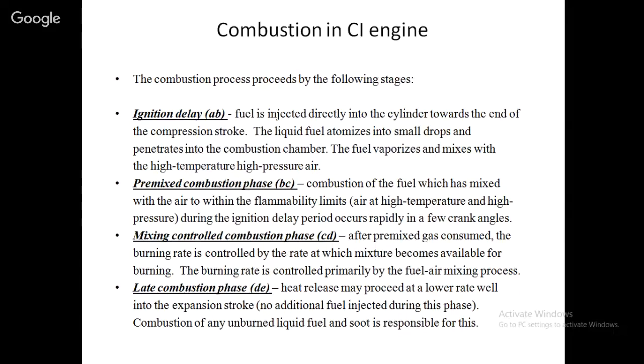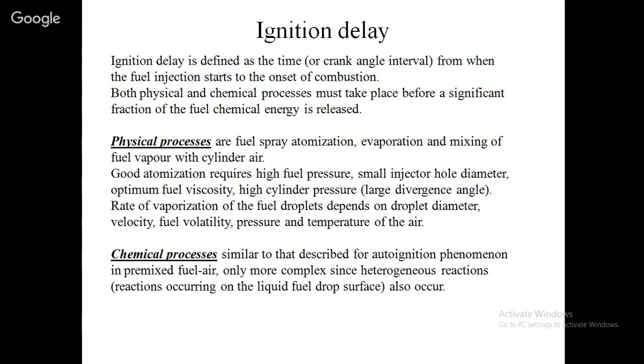Now, since ignition delay is one of the major factors which has to be controlled to get more economic results from compression ignition engines, we will discuss a little bit about ignition delay. What ignition delay is in the diagram, which was between point A and B, this delay can be classified into two terms for better understanding.